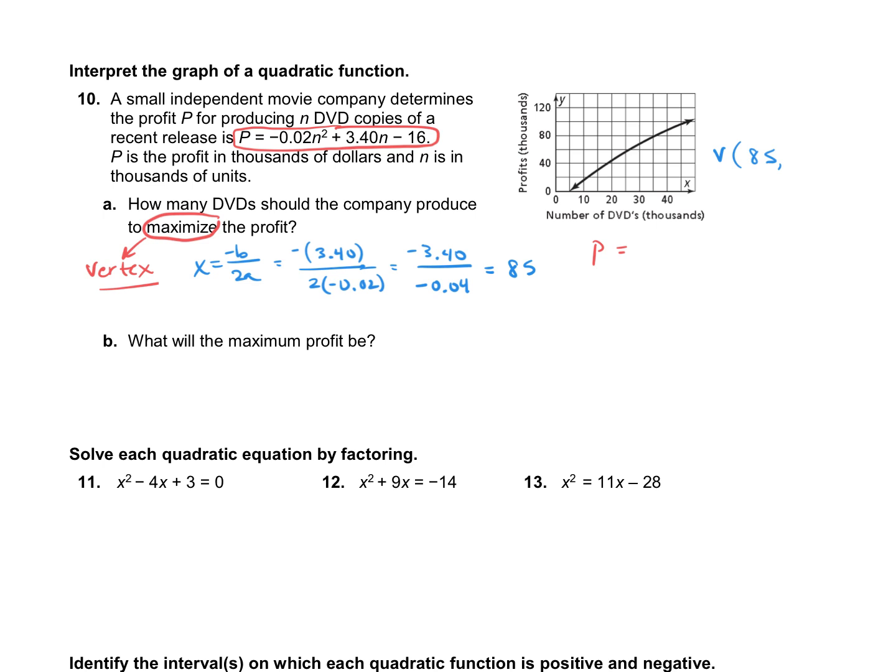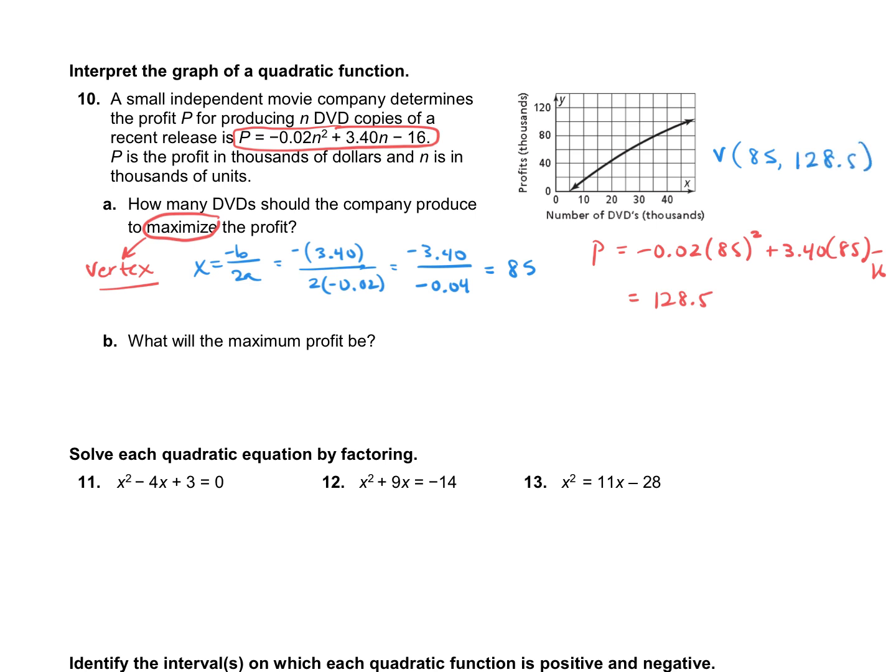So our P will be negative 0.02 times 85 squared plus 3.40 times 85 minus 16. Kind of ran out of room there. And that gives us 128.5. So that finishes off our vertex, 128.5.